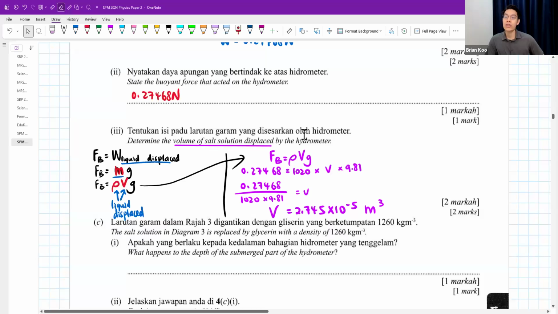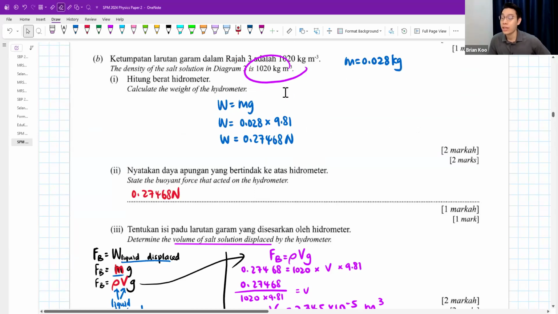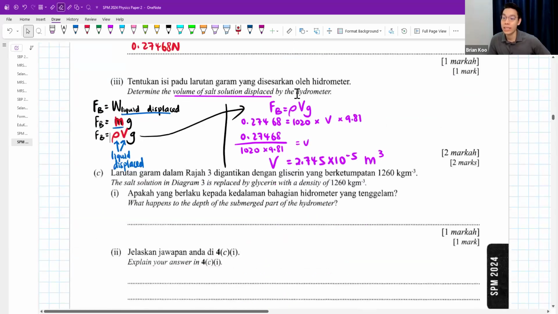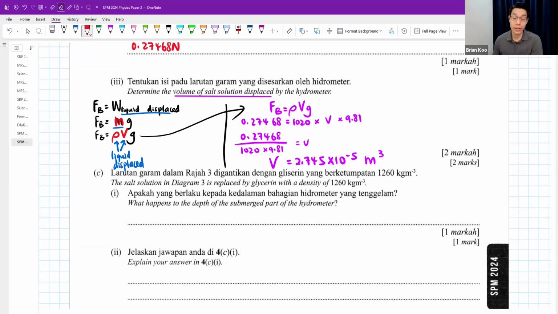Then part C, the salt solution is replaced by glycerin with a density of 1260. Now the density has increased from 1020 to 1260. What happens to the depth of the submerged part of the hydrometer? It actually decreases. Maybe some people guess, but for part 2, a lot of people cannot get it right. Okay, it decreases.